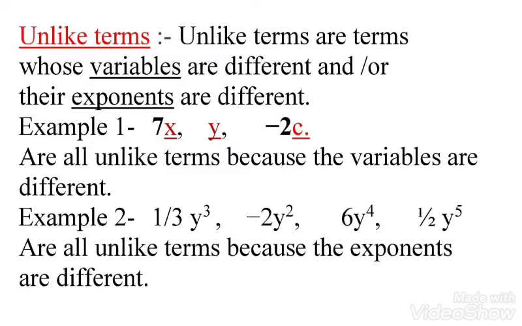Now the example 2, 1 upon 3y cube, minus 2y square, 6y to the power 4 and 1 upon 2y to the power 5. Here you see the variables are same, but the exponents are different. Therefore these all are unlike terms. Variables are same, but the exponents are different. Therefore, these are unlike terms.